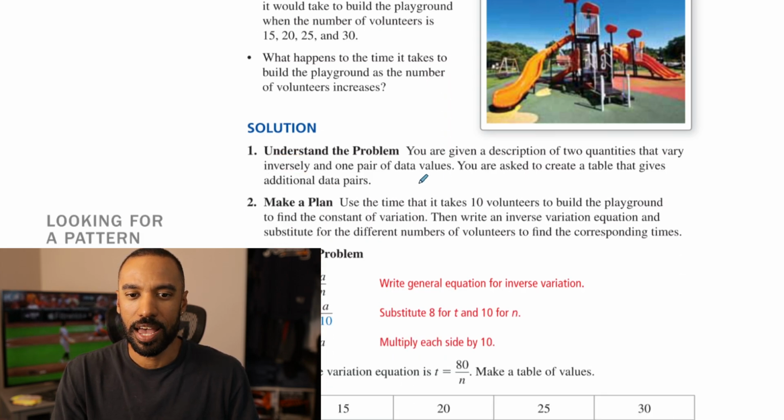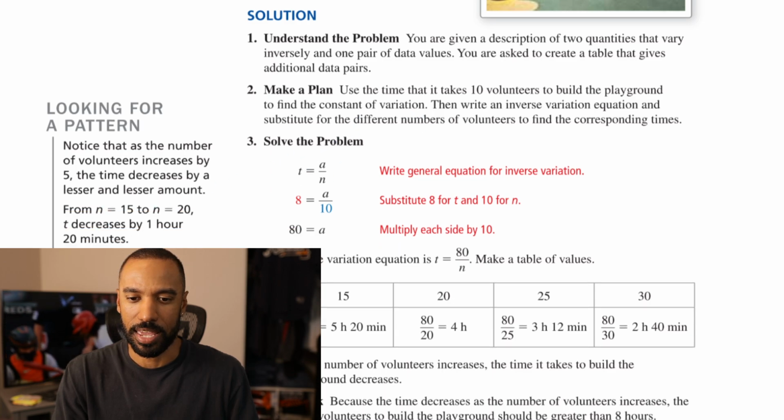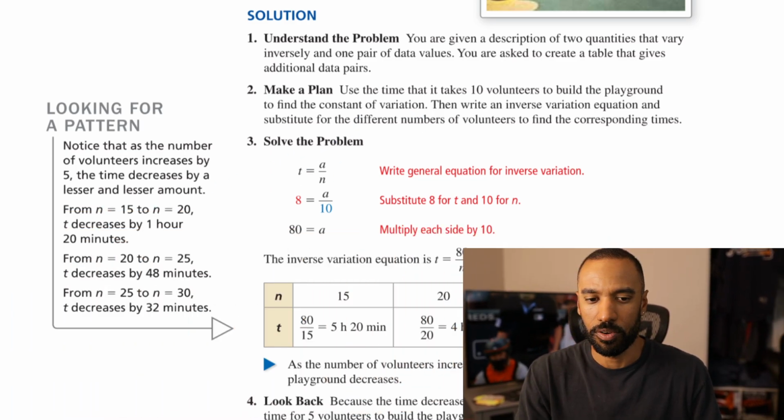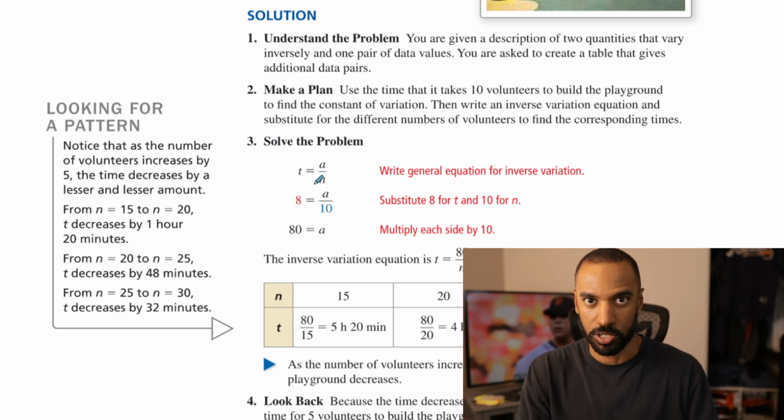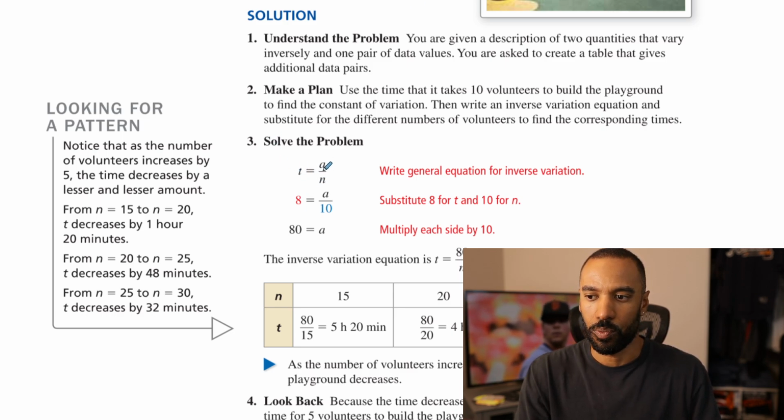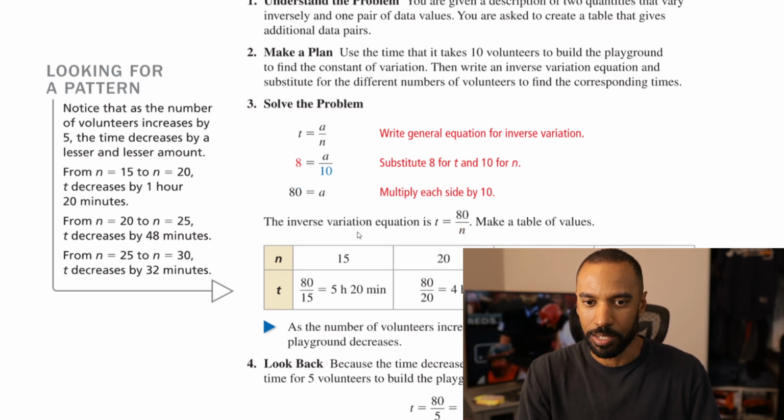So we're going to come up with an equation. Here's our mold for that equation. It says t equals a over n. T is the amount of time it takes. N is the number of volunteers. They vary inversely. A is the constant of variation that we need to discover by saying it takes 8 hours for 10 volunteers to build a playground. So when you multiply both sides by 10, your constant of variation is 80.